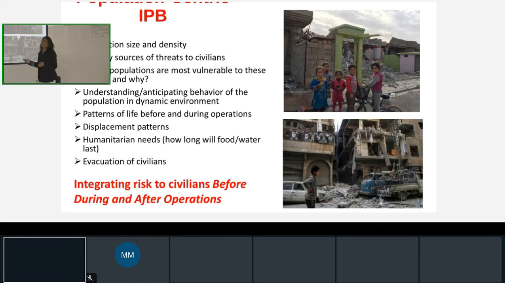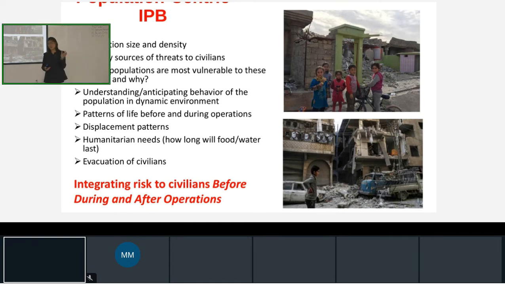Oh, population-centric IPB. Yeah. And again, yesterday we got a lot of information on IPB. There was an exercise, and the IPB is usually used like, okay, where's the enemy? What's the kill chain? We're going to go after the adversary. And that's how it's designed.